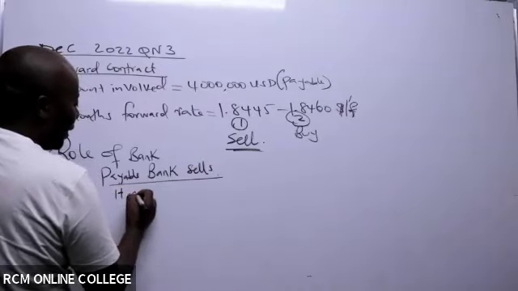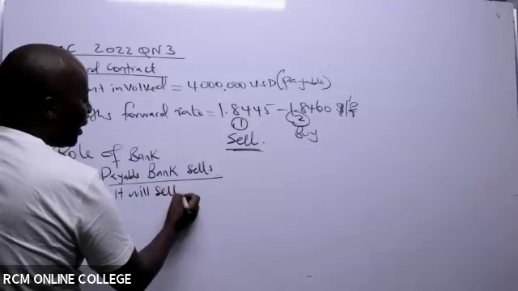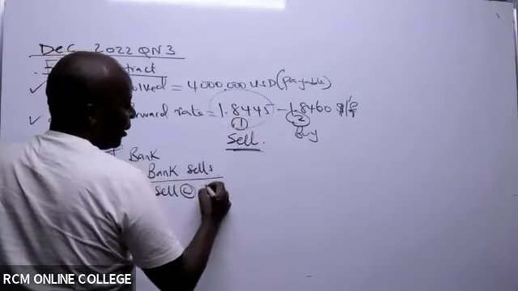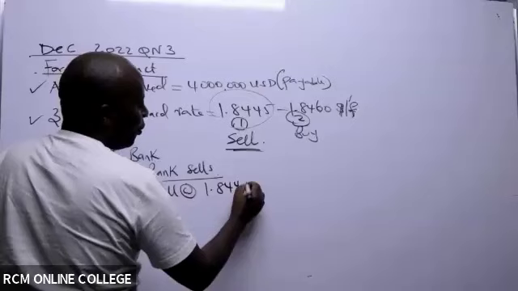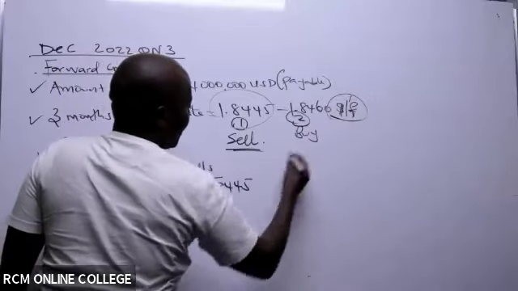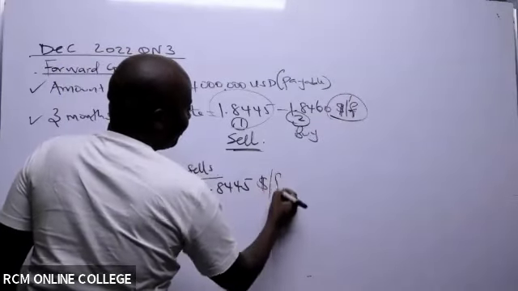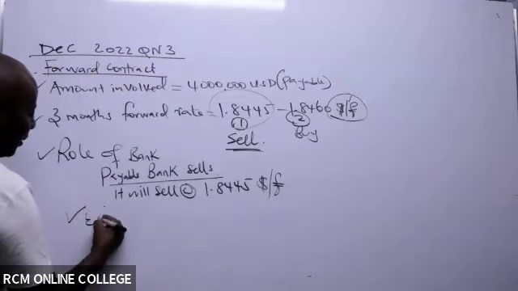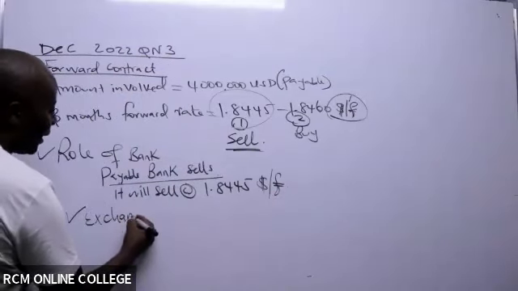So it will sell at what rate? Do you know the selling rate? This is the selling rate: $1.8445 per pound. So please go ahead and exchange. The last step, go ahead and exchange.